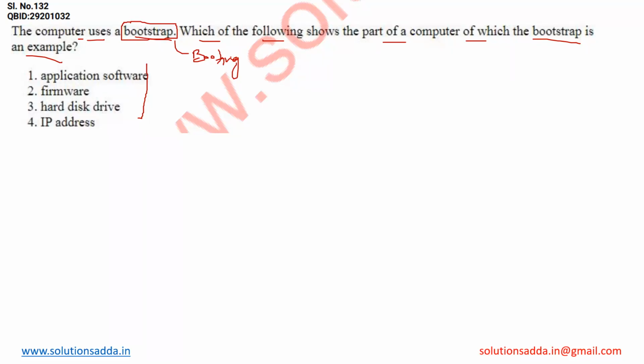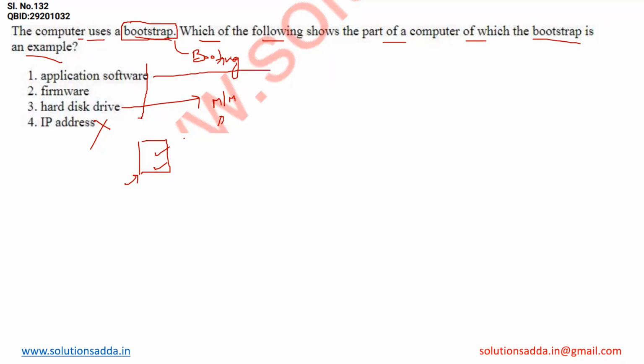With these options, you can directly eliminate the IP address because you know an IP address is something which can uniquely identify any device. In a computer network, there are several devices and you can identify each device with their unique IP address. So you can eliminate this option. It is not related to the booting process. Next, we have hard disk drive. Hard disk drive is basically a memory device in which we permanently store our data. So hard disk drive is not a correct option for this question.